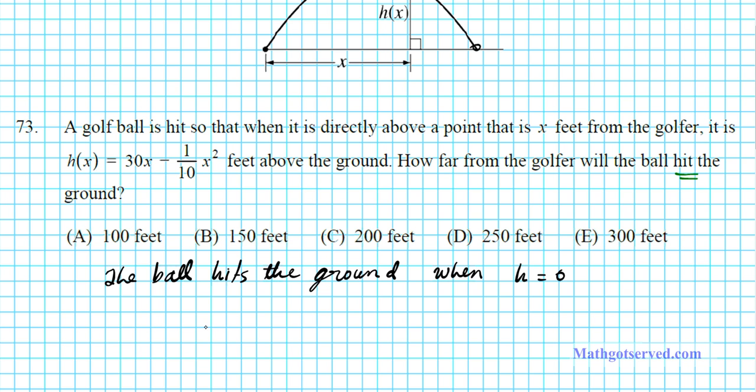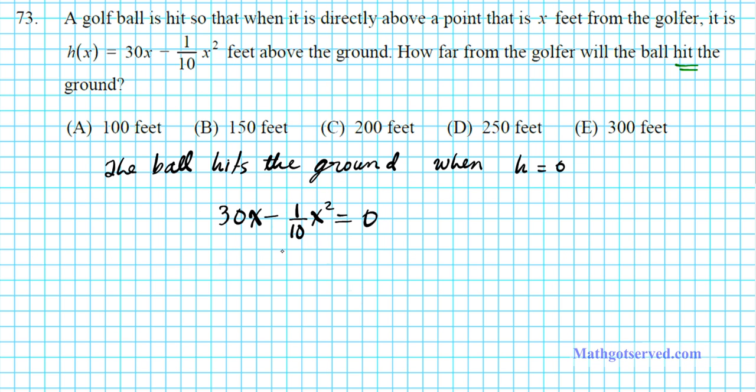Alright, so let's go ahead and do the calculation. We're just going to plug in 0 for h and solve for x. So we have 30x minus 1 over 10x squared equals 0. Okay, so you just replace this h with 0. Let's see if I can pull out a greatest common factor. X is common to both terms, so I can pull out an x. So we have x times 30 minus 1 over 10x equals 0. And then we're going to use the zero product property. Here we have x equals 0 and 30 minus 1 over 10x equals 0.